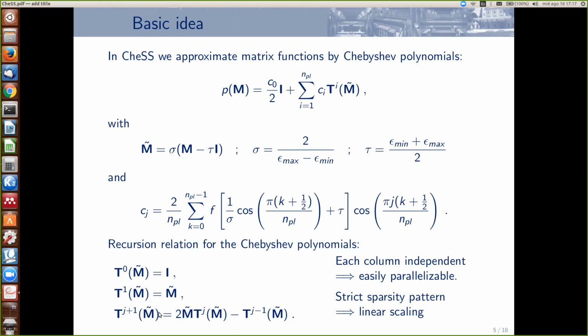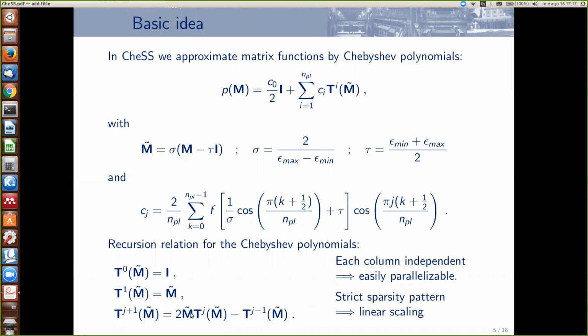Also, if you look at this equation here, you will notice that each column of the matrices is independent. So this means that it's very easy to parallelize, because each column can be calculated independently. And only in the end, we have to perform a global reduction.